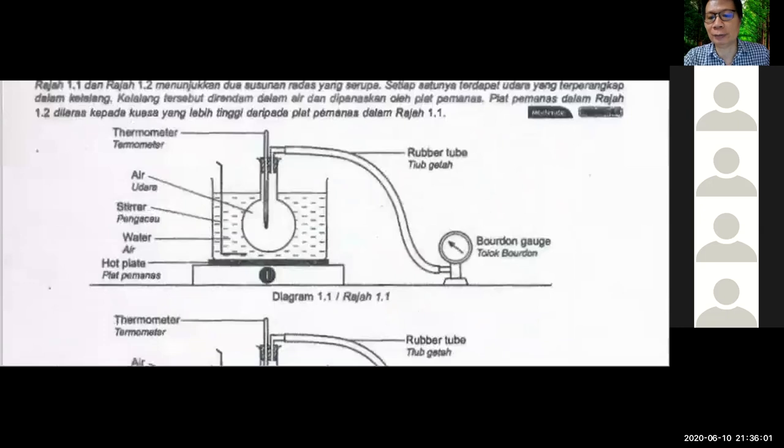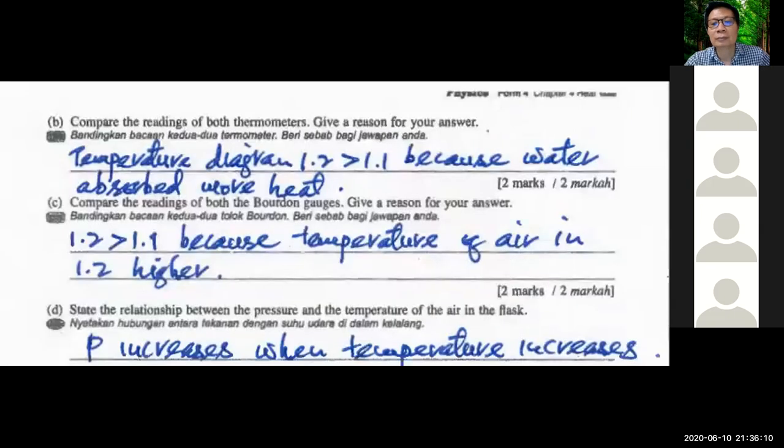Next question is here. Compare the readings of the thermometers and give the reason. Temperature 1.2 is higher than 1.1 because the water absorbs more heat. The reason is that the hot plate has higher power, so it absorbs more heat. When it absorbs more heat, the temperature is higher, in 1.2, the second diagram.